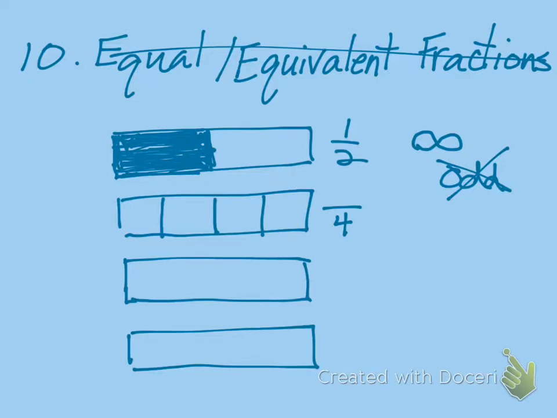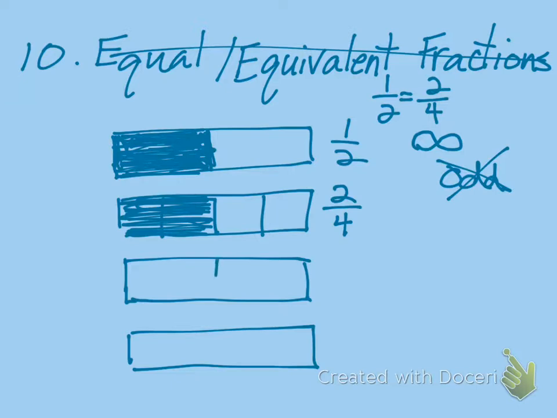Now, if I want to cover that same amount of space, how many sections have I filled in? 2. And guess what? 2 is half of 4. So that top number is always going to be half of the bottom number. So we could say that 1/2 is equal to 2/4.